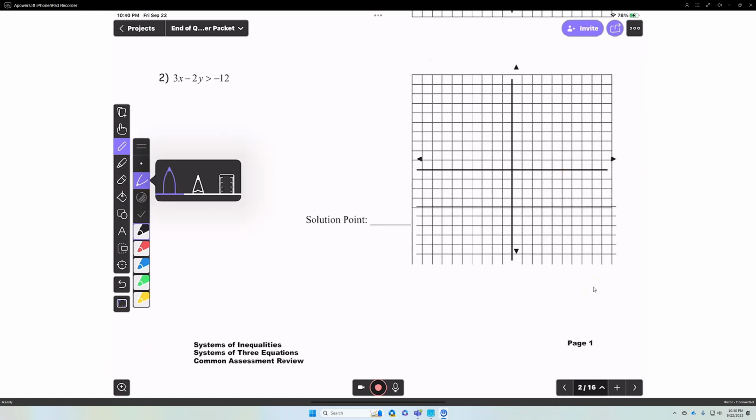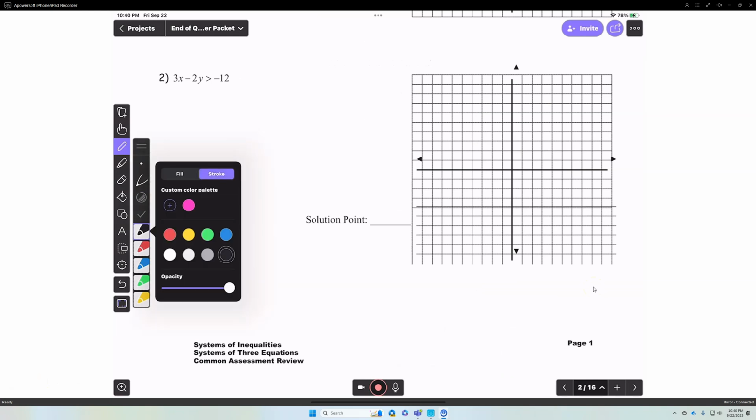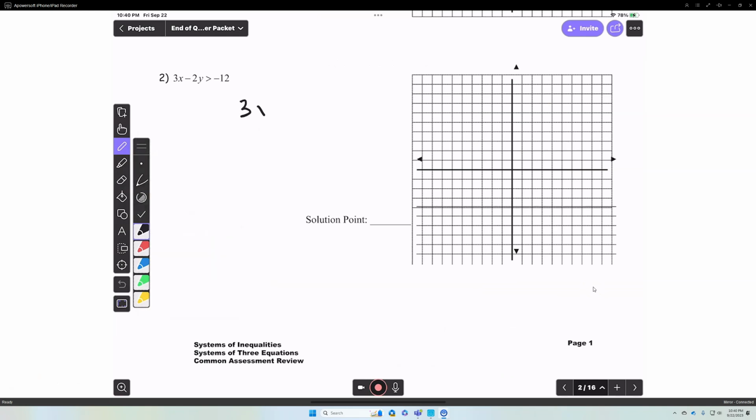Number 2, this is not in slope-intercept form, so we're going to have to solve for y. So we have 3x minus 2y is greater than -12. So what we need to do is subtract 3x. We subtract 3x. So we have -2y is greater than, now this you can't subtract, so it's -3x minus 12. Then we divide by -2.